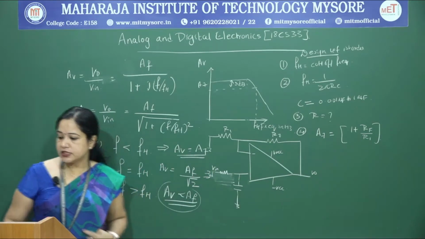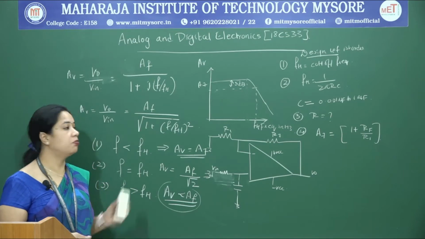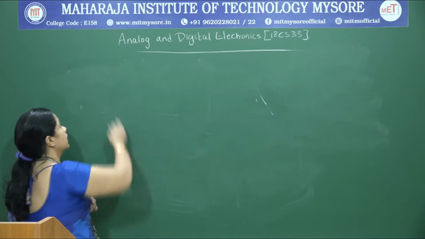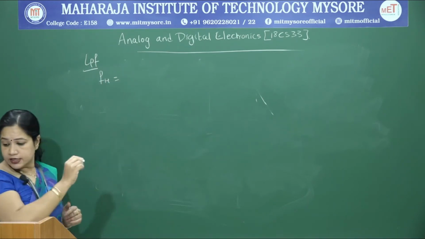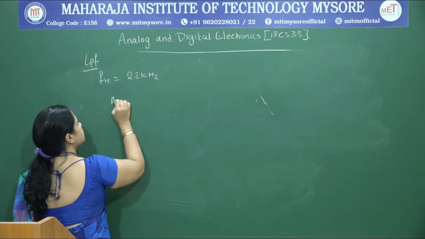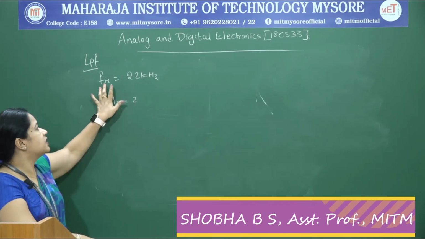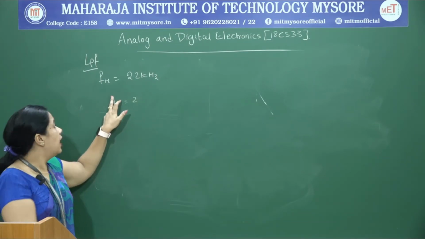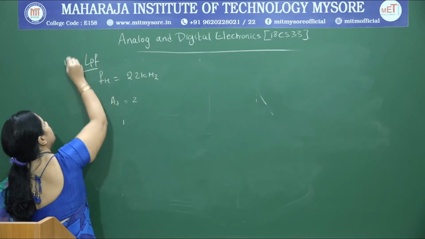With this, we will take up a few design problems of low pass filters. The very first design example: you are asked to design a low pass filter for a cutoff frequency of say 2.2 kilohertz, and the passband gain is 2. So you are supposed to design a first order low pass filter for a cutoff frequency of 2.2 kilohertz and a passband gain of 2.